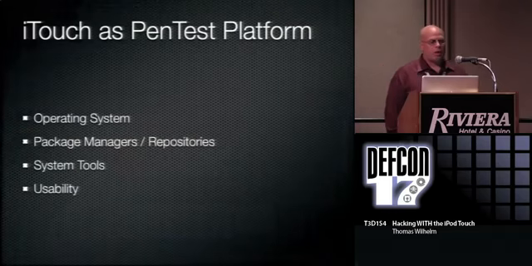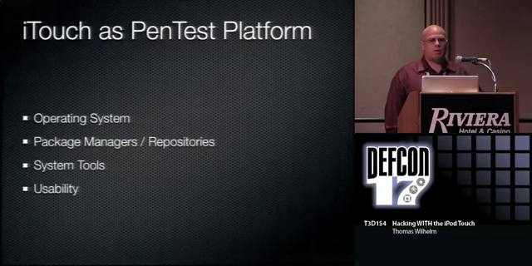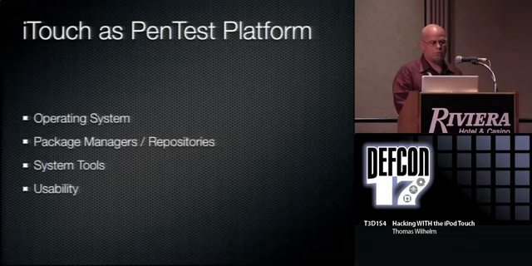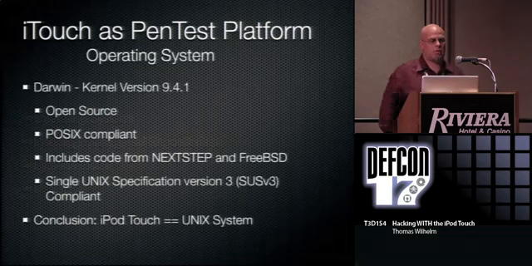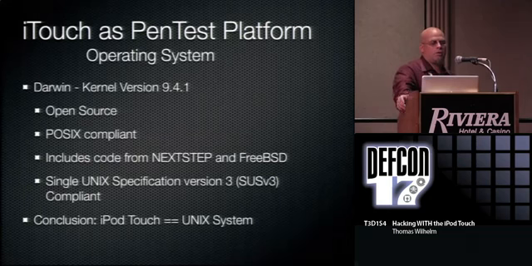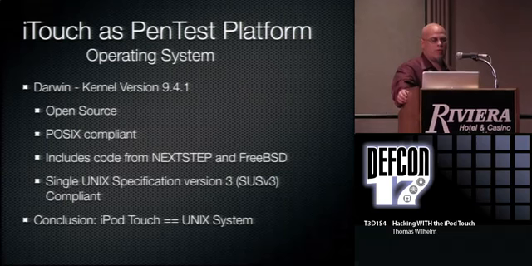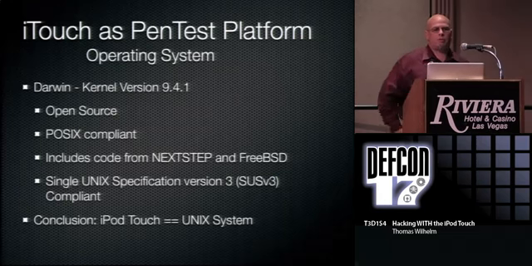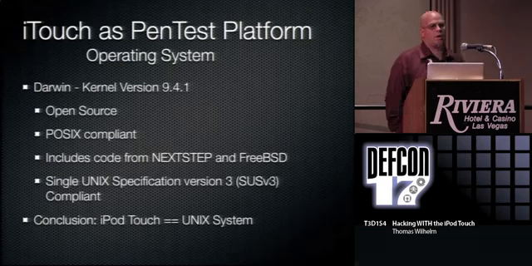Okay. This section is talking about the iPod Touch as a computer, and whether or not you want to move your attacks onto this system to conduct them. So first, let's talk about the operating system. The kernel is Darwin. The kernel that I'm using is 9.4.1; I think it's up to 9.7 or something like that. It's actually open source, strangely enough. It's POSIX compliant, and it includes a lot of code from FreeBSD. That's what originally caught my eye with this.